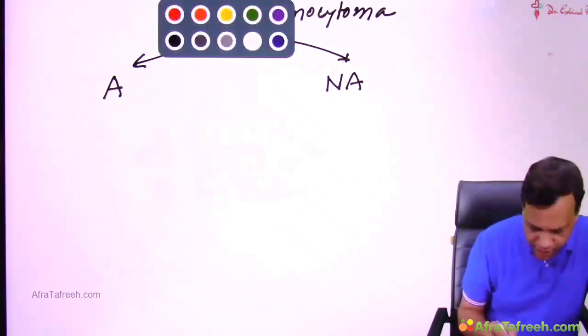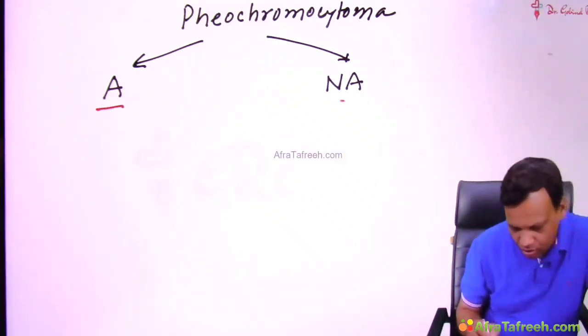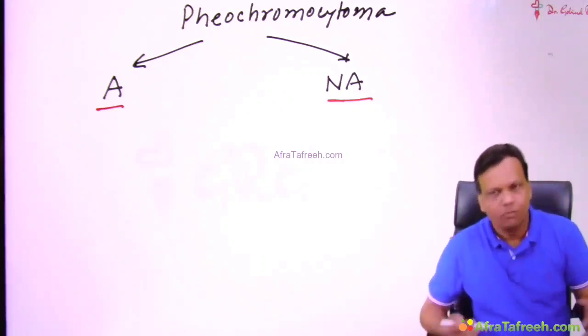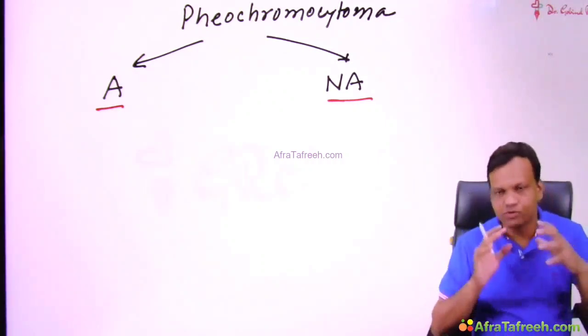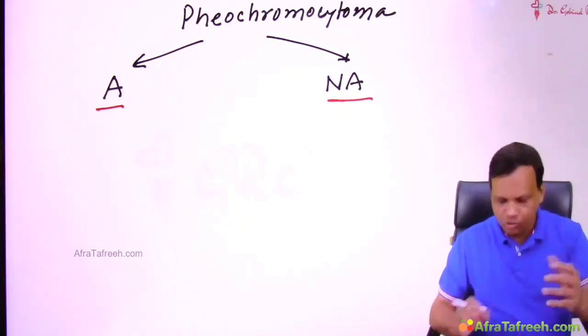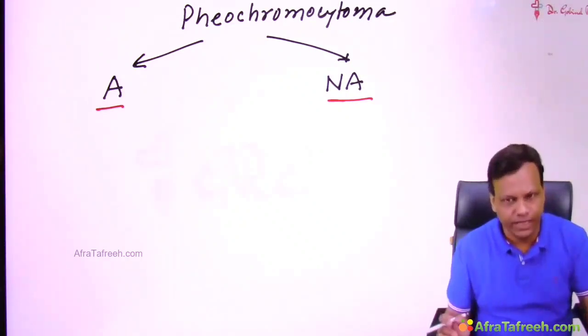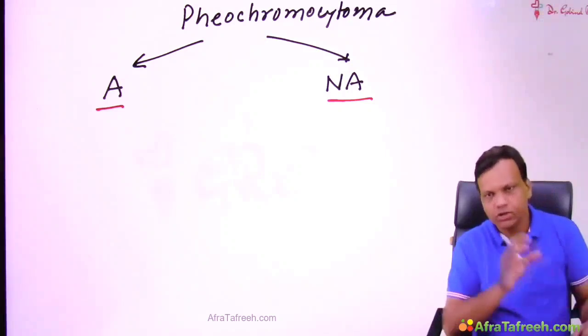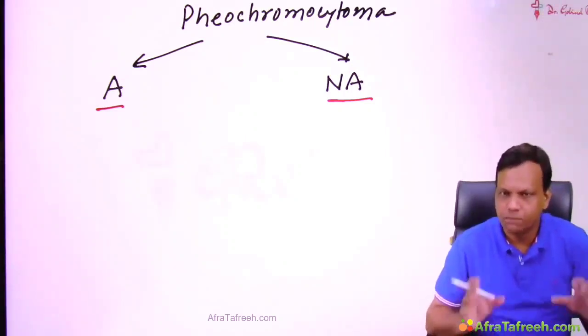Now in both cases, whether it is an adrenaline producing or noradrenaline producing tumor, both are sympathetic substances, both will cause vasoconstriction, both will stimulate the heart, so BP increases. So in both cases the blood pressure will be high. So adrenaline containing tumor also, noradrenaline containing tumor also, the BP is high.